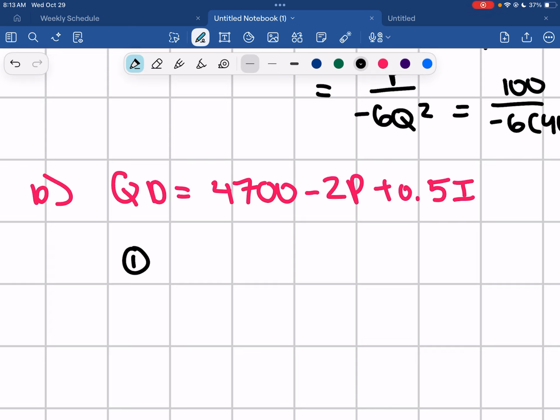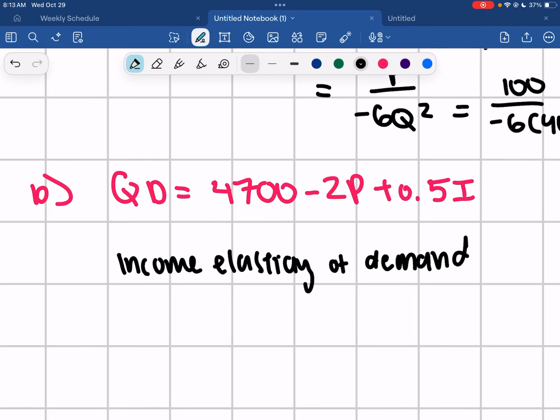We're going to find the, we can't start off with the prices just because that is not what we're looking at. So we're asking today, what are we looking for? We're looking for the income elasticity of demand. What do we find?